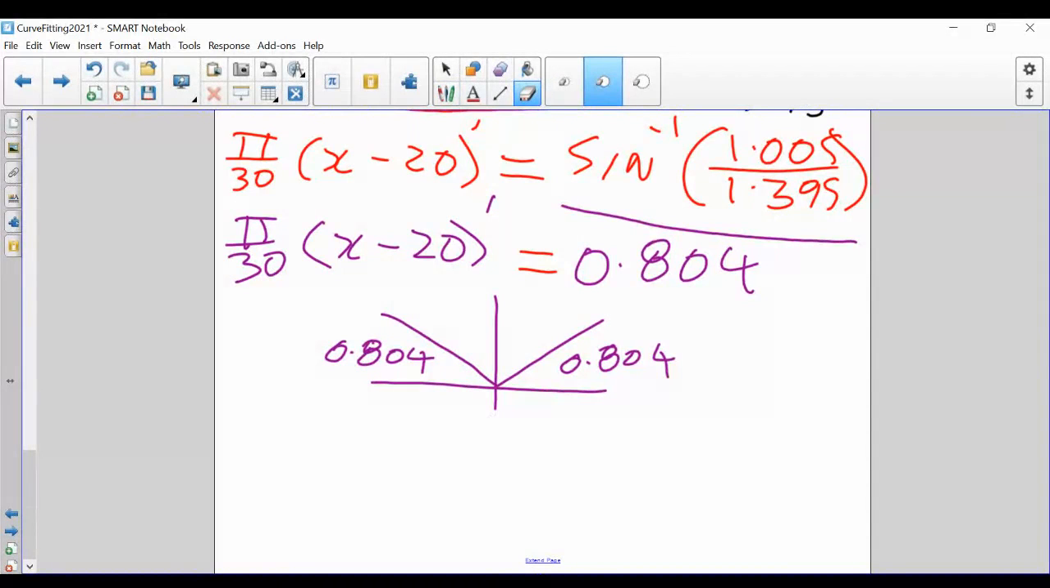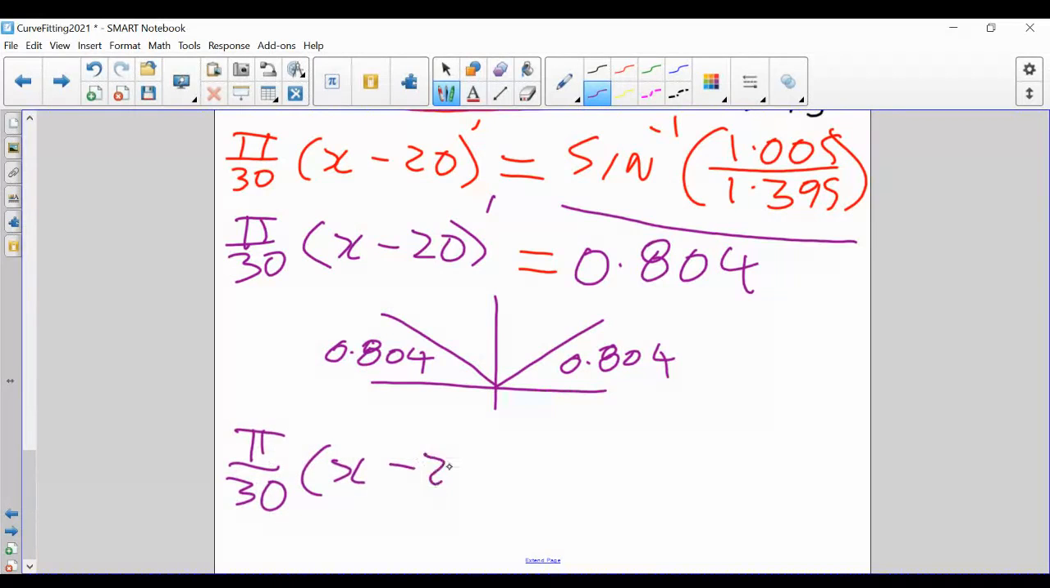All right, so we don't need a prime anymore. We're going to say that pi over 30 (x minus 20) is equal to 0.804, using the first quadrant as our answer. Okay, let's see what's going on here now. Yes for sine. Okay, when it's negative, it's in the third and fourth, right? Are there any exceptions?